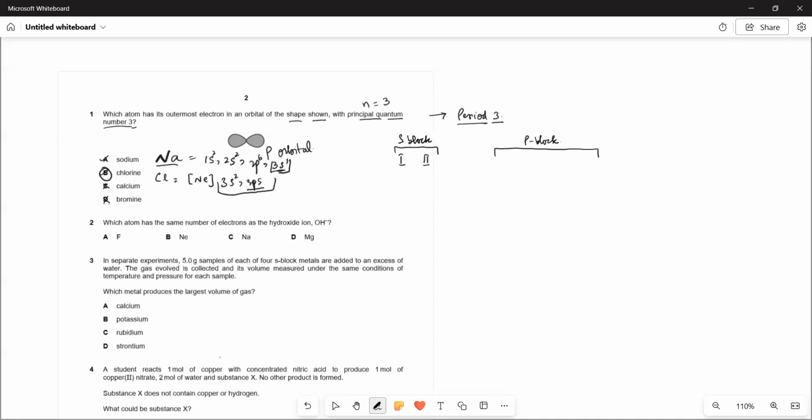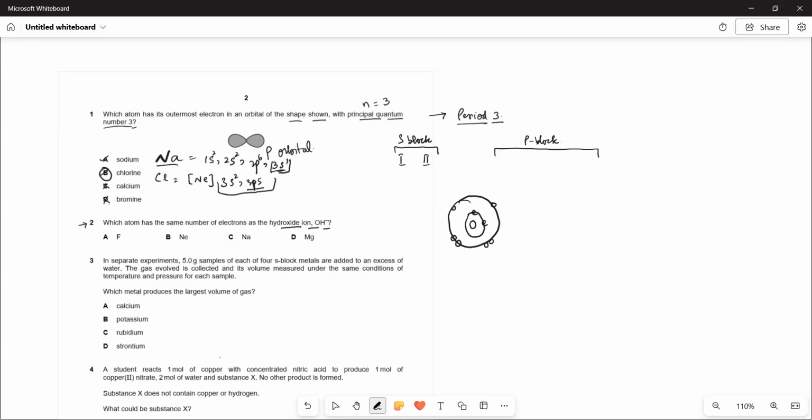B. Now question number 2. They're saying which atom has the same number of electrons as the hydroxide ion? So let's look at the structure of the hydroxide ion. First of all, let me draw an oxygen atom. So the oxygen atom has 2 electrons in the first shell, right? And then 6 electrons in the second energy level, right? Let me show these 6 electrons like this. So that is oxygen with 8 electrons.